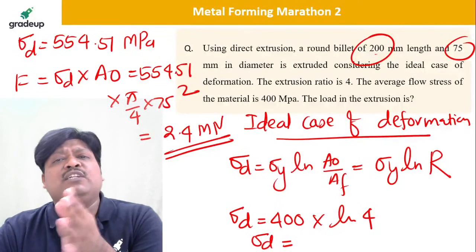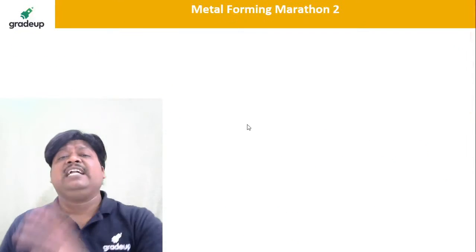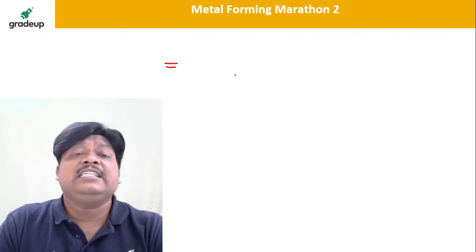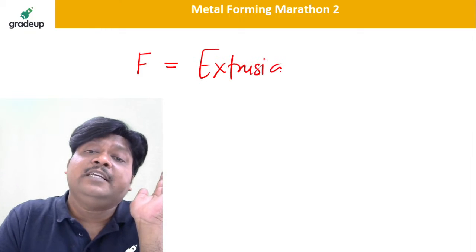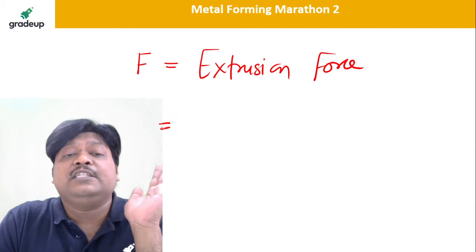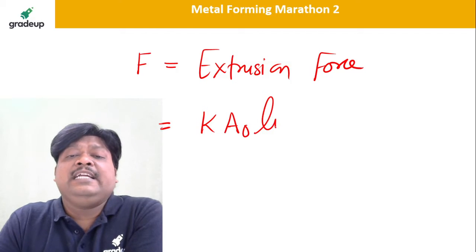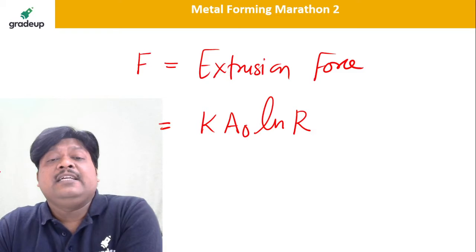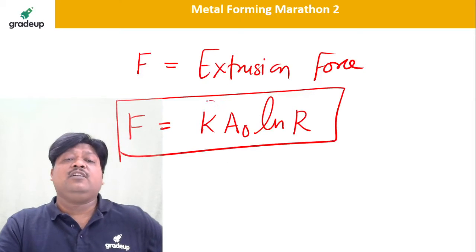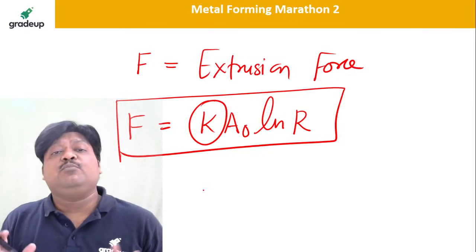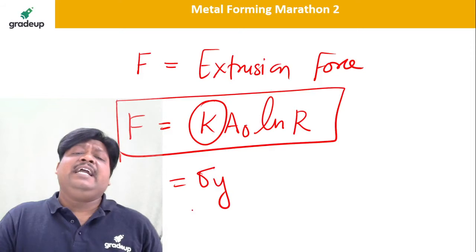See, ideal case of deformation, sigma Y ln of R. This is the drawing stress. Sometimes, as a very standard formula according to Kalpakjian, the extrusion force F is given as K A naught ln of R. This is the force you can find. K is the extrusion constant. Sometimes in the question they will provide you the value of the constant, which is nothing but yield strength only. Sigma Y ln of R.